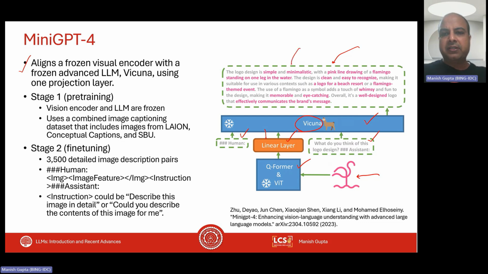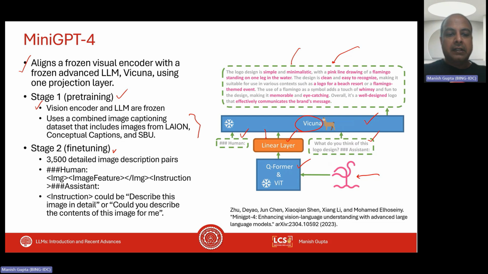The training is done in 2 phases, pre-training and fine-tuning. In the pre-training phase, you basically keep the vision encoder and the LLM frozen, just like in the LLaVA pre-training, where you just pre-train the projection layer. But the pre-training data is actually much more rigorous. You use a combination of image captioning datasets from LAION, Conceptual Captions, and SBU.